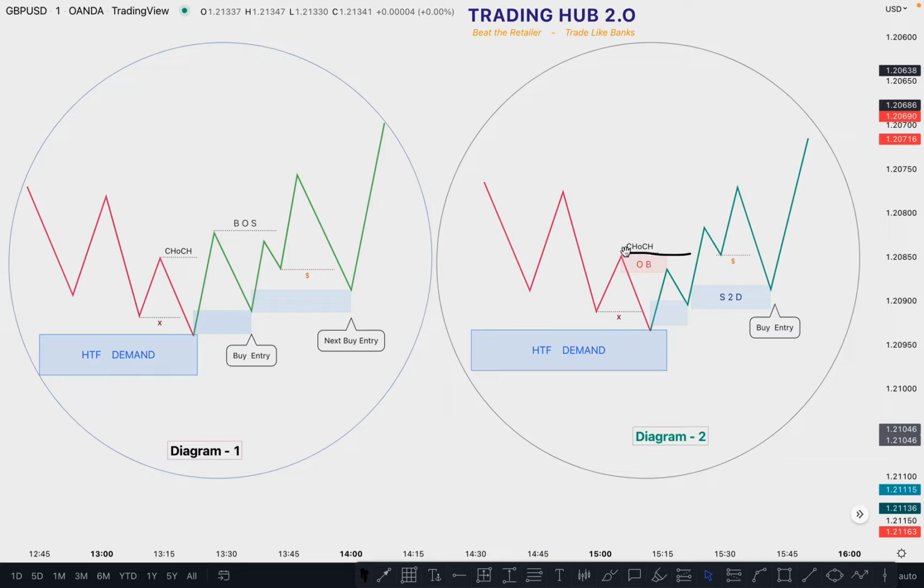And the same thing is here, after breaking this structure. So this is your change of character and the order block also failed. It means the market is looking for the reversal. Okay, then what happened here? Same thing here. The market pushes higher and higher, and then when can we buy?